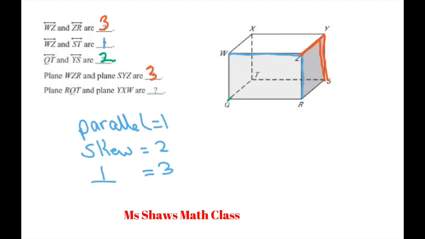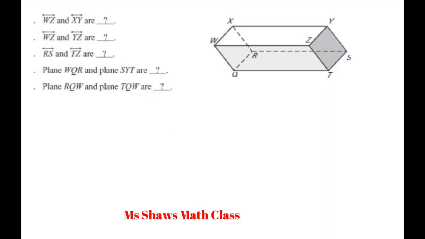And then finally, RQT. Let me erase these two. RQT and plane WYXZ, or YXW. Where's Y? So we're doing the top of the box and the bottom of the box. Now in the plane, these are parallel. So that is number 1.